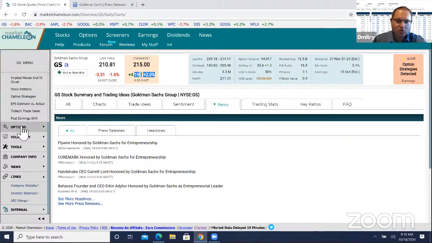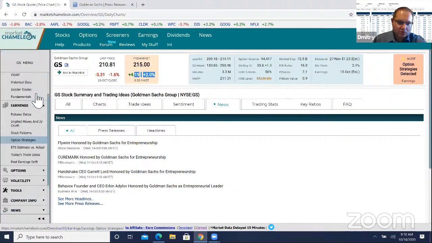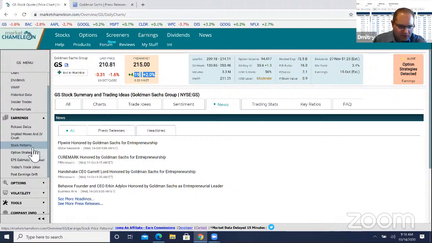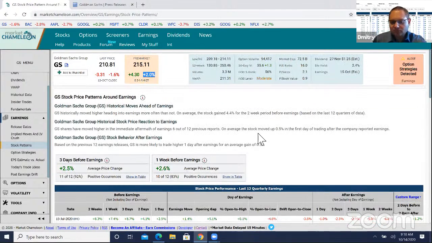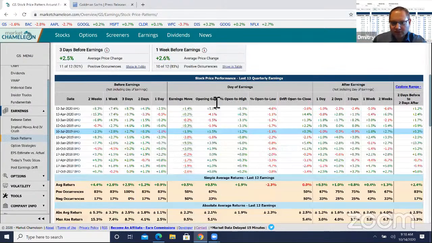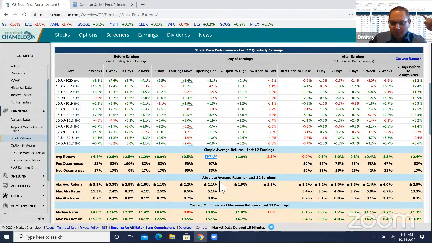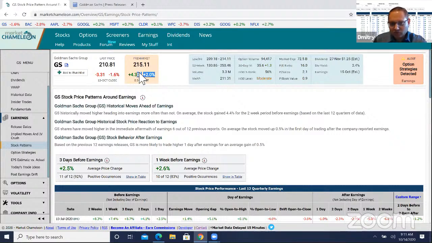So let's just come back to the earnings history, stock patterns over here. So up 2% today in the pre-market hours, reported earnings today. Let's take a look at the history. So this is what it tended to do historically at the open. 67% of the time it gapped higher, 33% of the time it gapped lower, for an average gain of 0.5%. It looks like on average, up or down, the average opening gap move was 2.1%, which is right in line with what it's doing today.